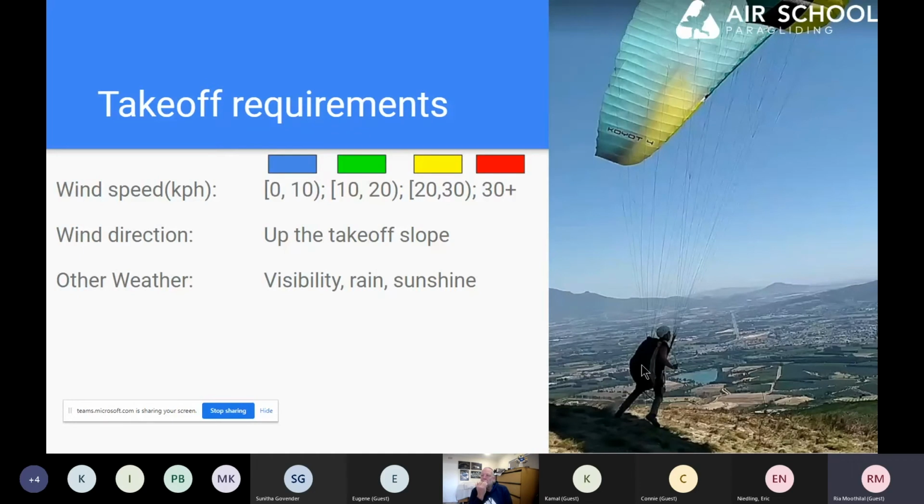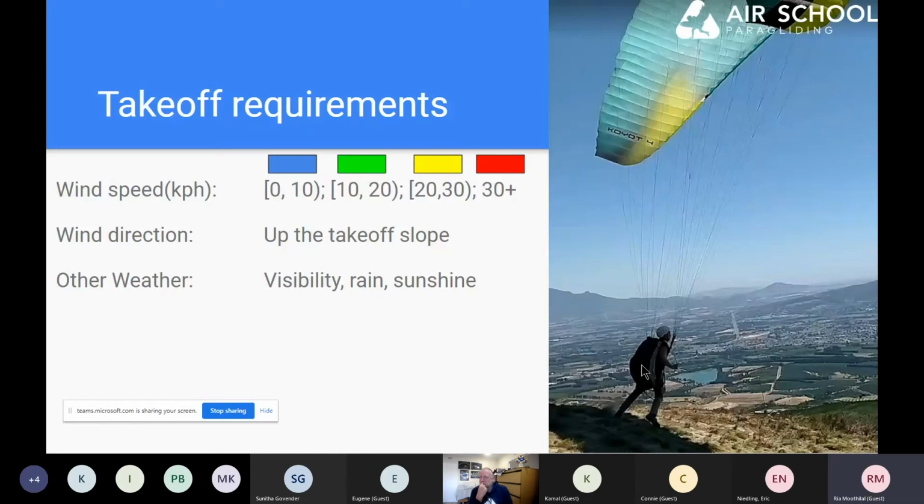So when it comes to deciding where you're going to fly, we're looking at, okay, what's the wind speed, what's the wind direction, and then choosing a takeoff site or slope that is suitable for that wind speed and direction.